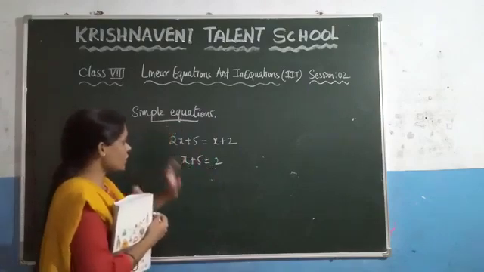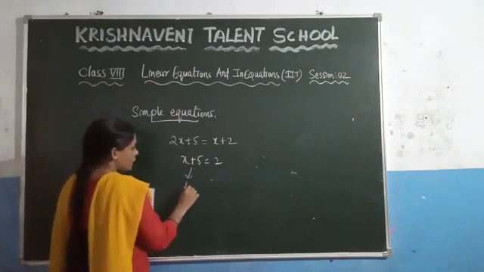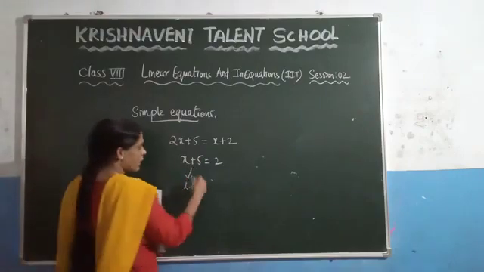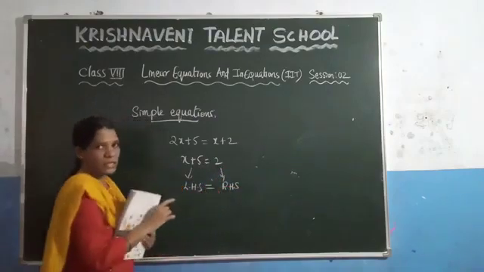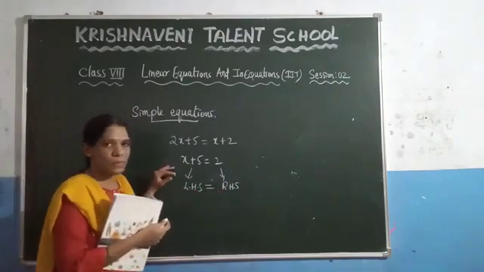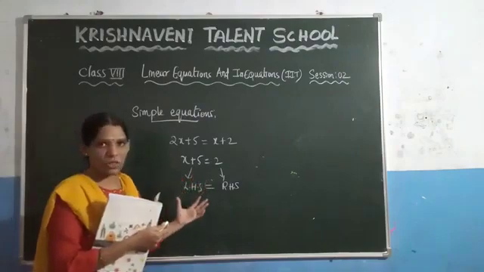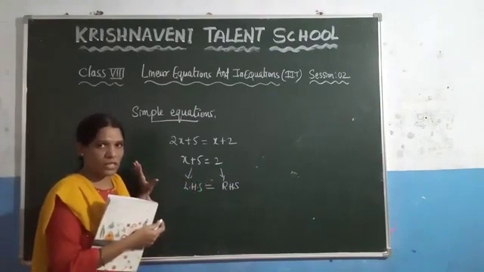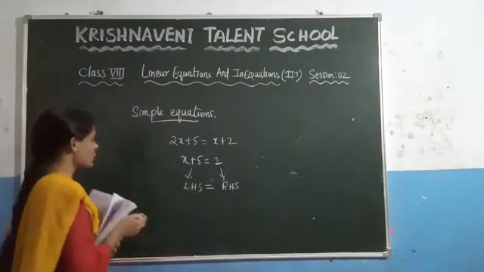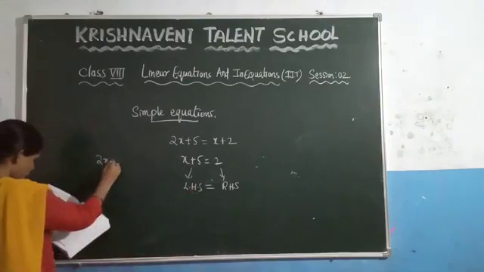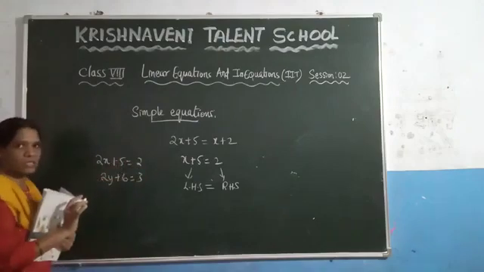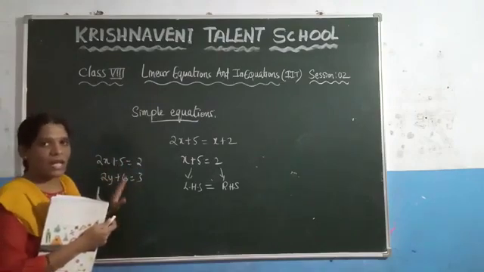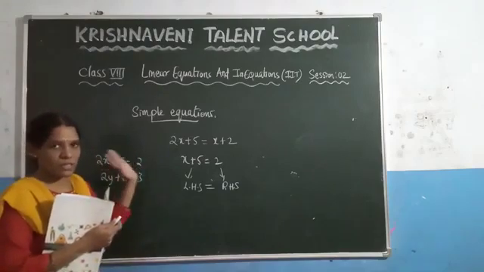The left side of the equation we call LHS, the left hand side, and the right side we call RHS, and in an equation both are equal. If you are given any simple equation, you just need to find the value of x by using various methods. If you are given two equations, for example 2x plus 5 is equal to 2 and 2y plus 6 is equal to something, and you are asked to find the values of x and y, you can find them by using various methods.